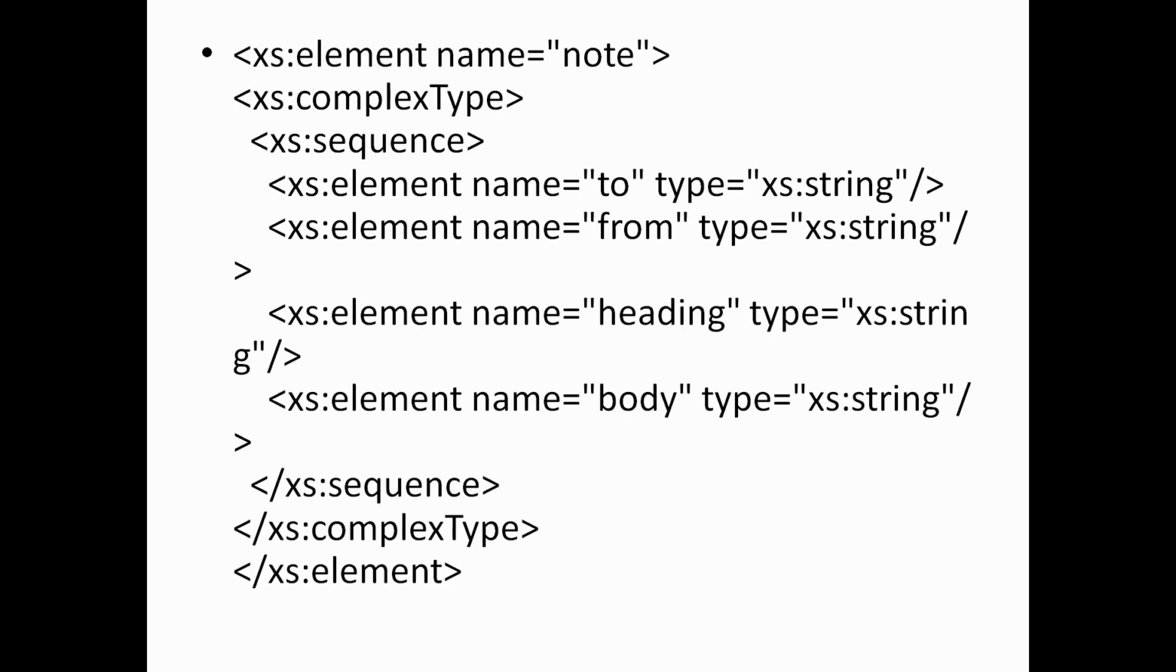First, the root tag has to be considered as an element, that is note. Under that we consider a complex type. Under that all the data is considered as a sequence. So first in the sequence is the element name, that is to, and what data type we are going to store, that is xs:string. Second, the element name from, and under that what data type. Next, the heading element and its type, and the body element and its type. Everything has to start with xs, which denotes XML schema. And at the end you have to close your sequence, complex type and element. So we'll see with an example.